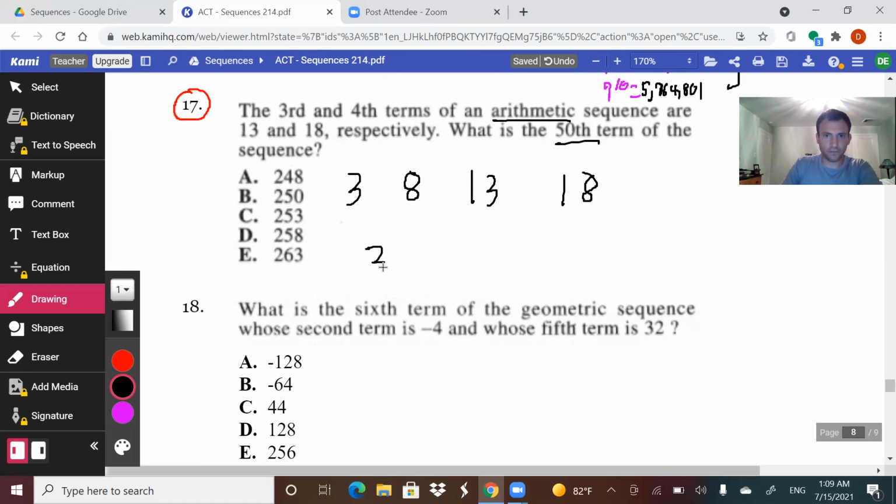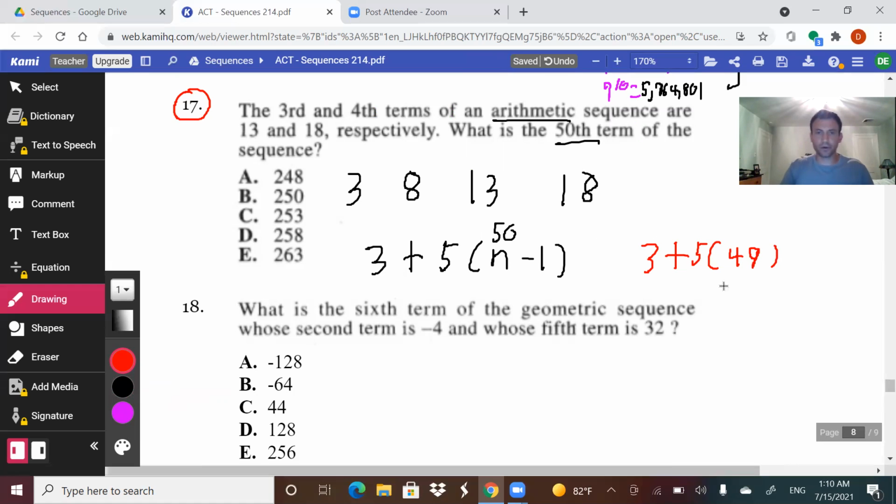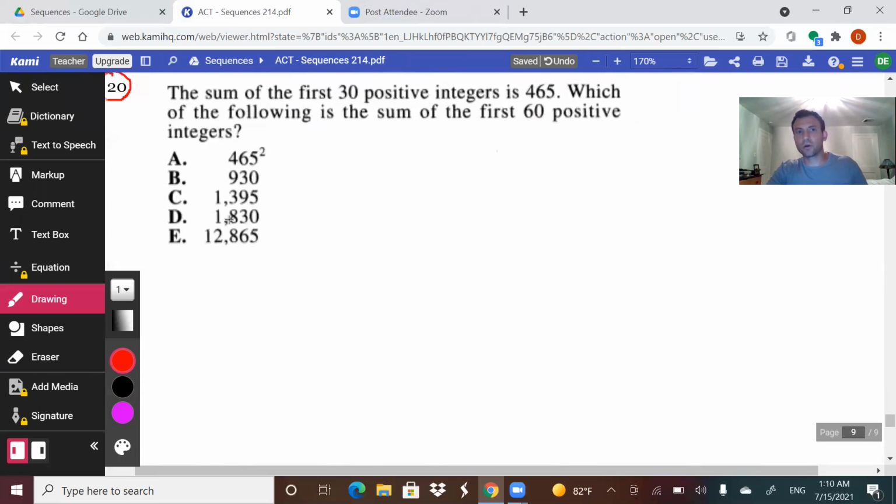So the easiest way to do this is to say the first term is 3. And then we're counting by 5s. And then n minus 1. So for the 50th term, essentially all we're doing is we're saying we have a 3. And then with this 3, we want to add 5 49 times. That's what the back half is saying. We're going to take the 50th term. The first term is 3. And then 49 times, we're going to add 5. So if we do this, 5 times 49 is 245 plus 3 gets us 248. So A.